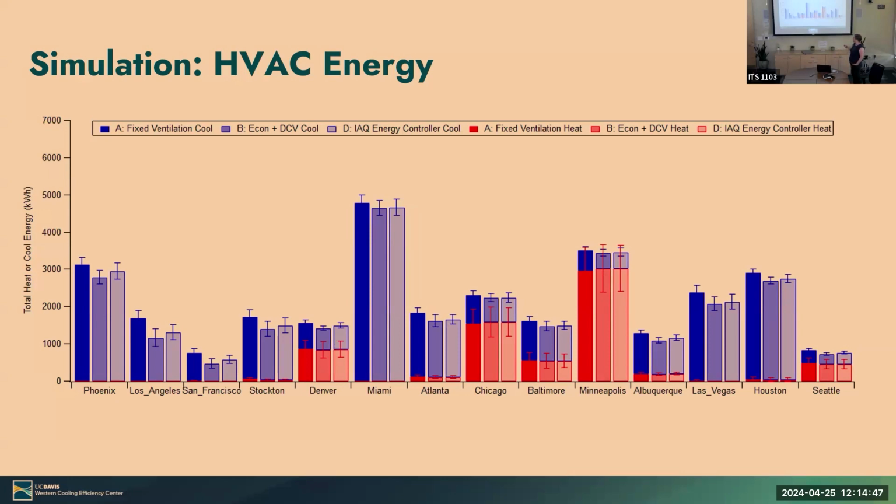That's going to be greatest in the West where the climate is dry and we have the most economizing potential. So if we see here, like in Phoenix, if we run a state-of-the-art situation, we essentially do the best from energy. We're pulling in outside air for economizing. And the IAQ energy controller doesn't do quite as well, because it is specifically limiting outside air when PM 2.5 is high. So we lose some of that free cooling potential in favor of protecting health, right? But we still do better than a fixed ventilation scenario.